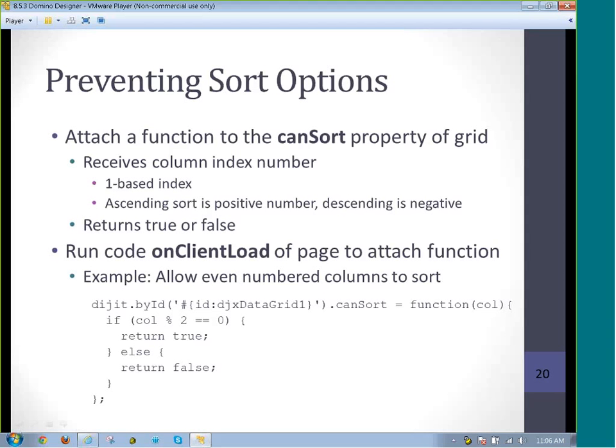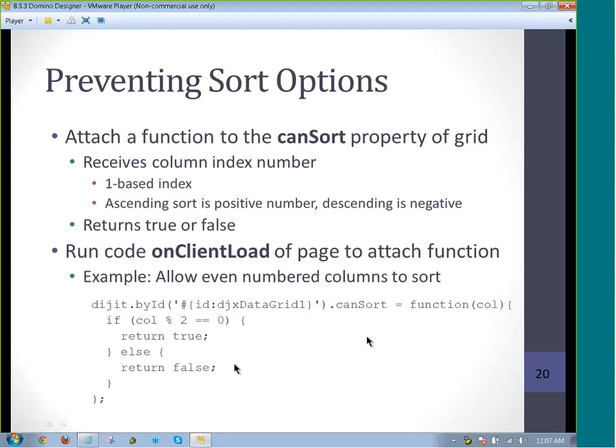So on the on-client load event of our page, we can run code like this that says, get element by ID, and this DJX Data Grid 1 is the default name for the grid control. So basically, up to this point, this code is just saying, get me a handle to my grid. And then this canSort property here, we're going to attach an anonymous function to it, and it's going to have one parameter. COL is just a name that I gave it. It can be whatever you want. Just know that the index number will be passed in.